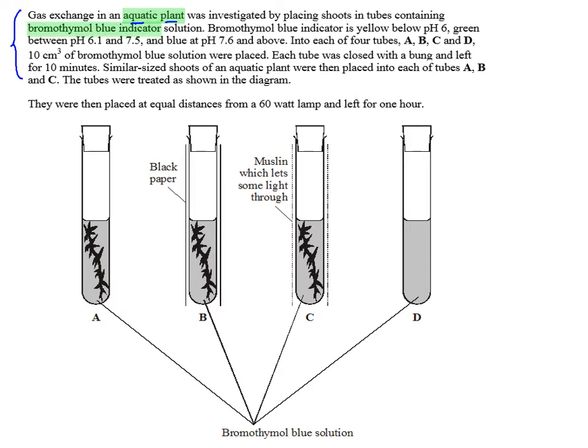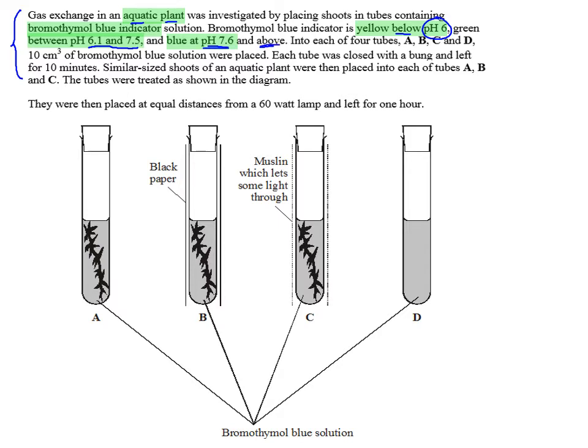Now the bromothymol blue indicator, as we just mentioned, is a pH indicator, and it gives us what color it will turn under certain conditions. So we know if the pH of this solution in each of the tubes is below pH 6, then it will go a yellow colour. It then tells us that if the pH is between 6.1 and 7.5, it will be a green colour. And it will be a blue colour in alkaline conditions, pH 7.6 or above.